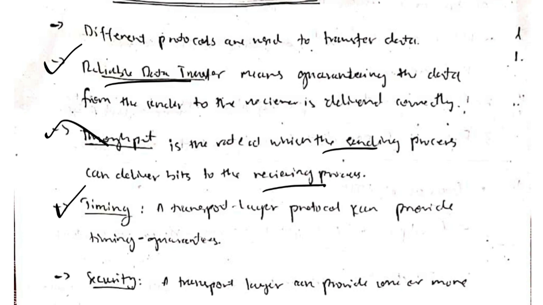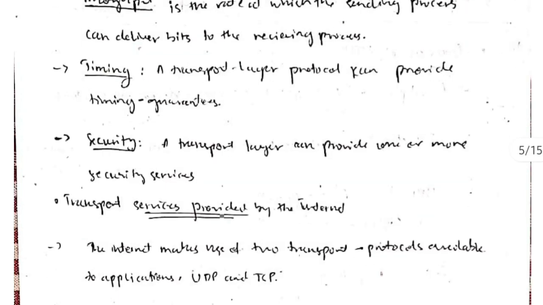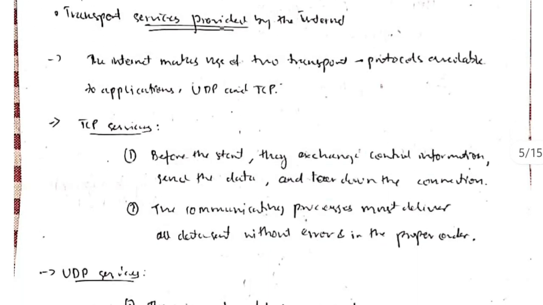And the third is timing, which means it should have good timing, it should not delay the data sending. And the fourth one is security, the data should be secure from losses. And the last subtopic is, this is the second question answer, transport services provided by the internet.